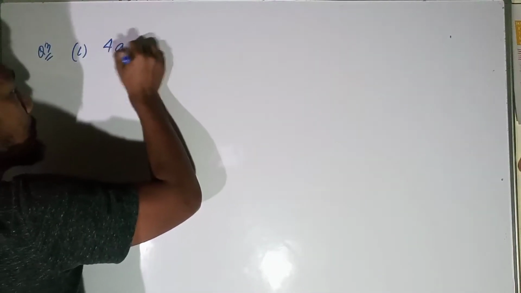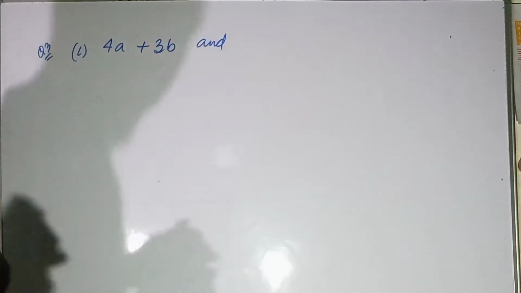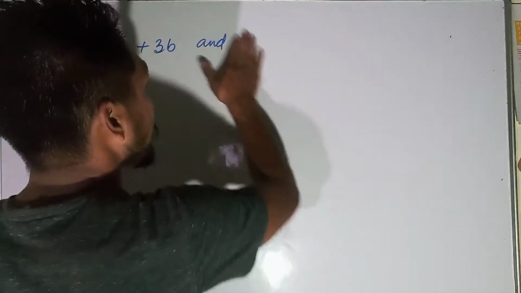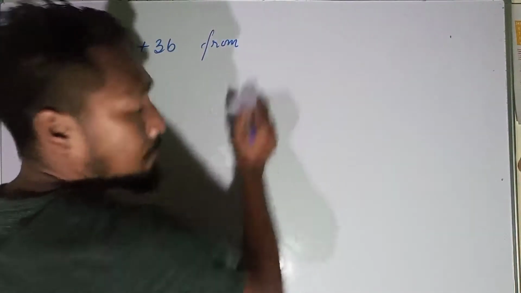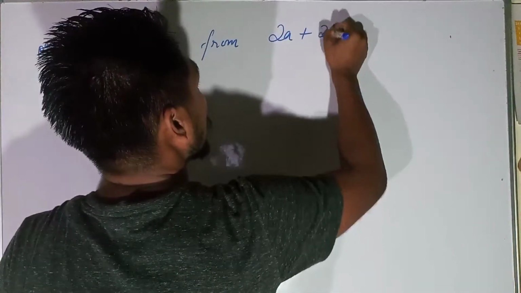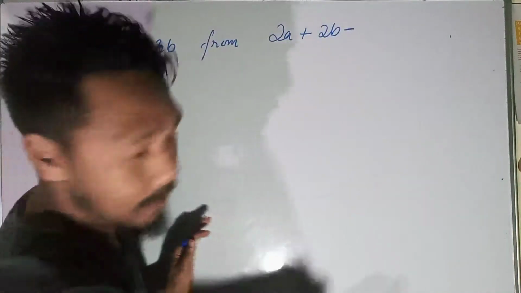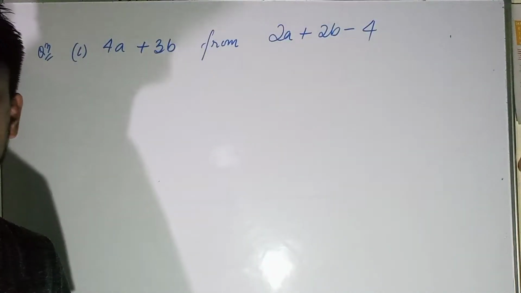Whenever we are going to subtract two expressions, that is, subtract 4a plus 3b from 2a plus 2b minus 4. So we are going to subtract these two expressions.